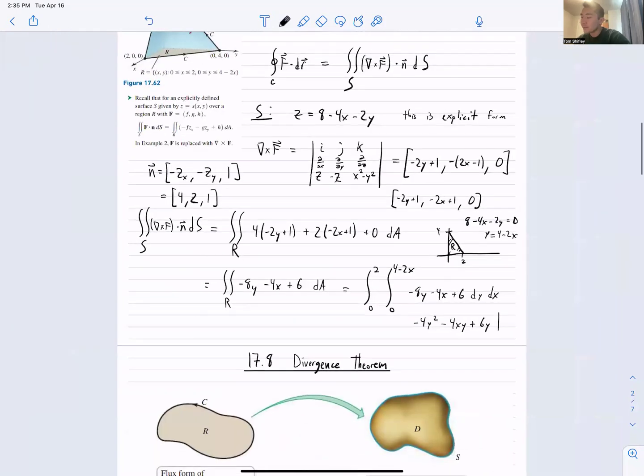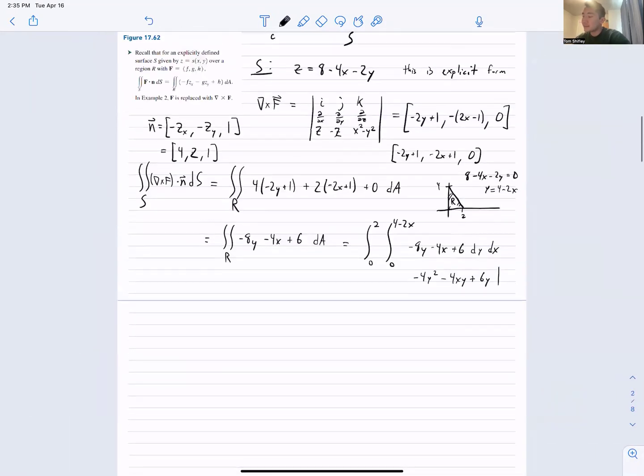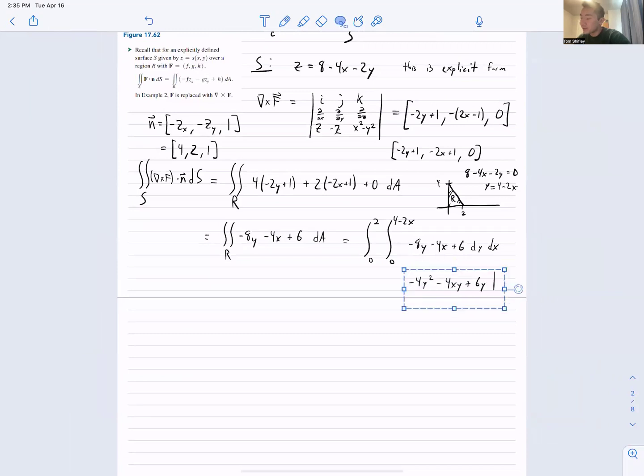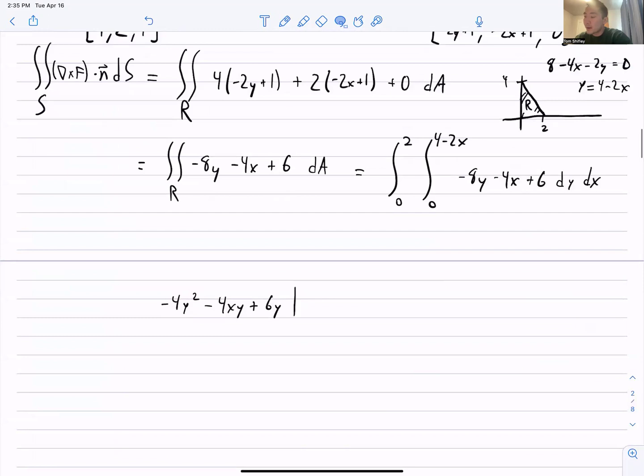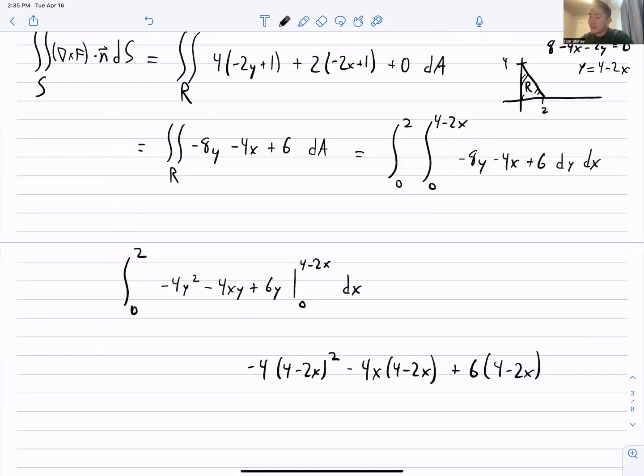I'm running out of room. I have to add a page here. Let's just move this down here. Minus 4y squared. This is evaluated from 0 to 2. And then it's evaluated from 0 to 4 minus 2x dx. Plug that in, you get minus 4 times (4 minus 2x) squared minus 4x times (4 minus 2x), and then plus 6 times (4 minus 2x). Minus, and then if you plug in 0. And so it's the integral of this from 0 to 2 dx.